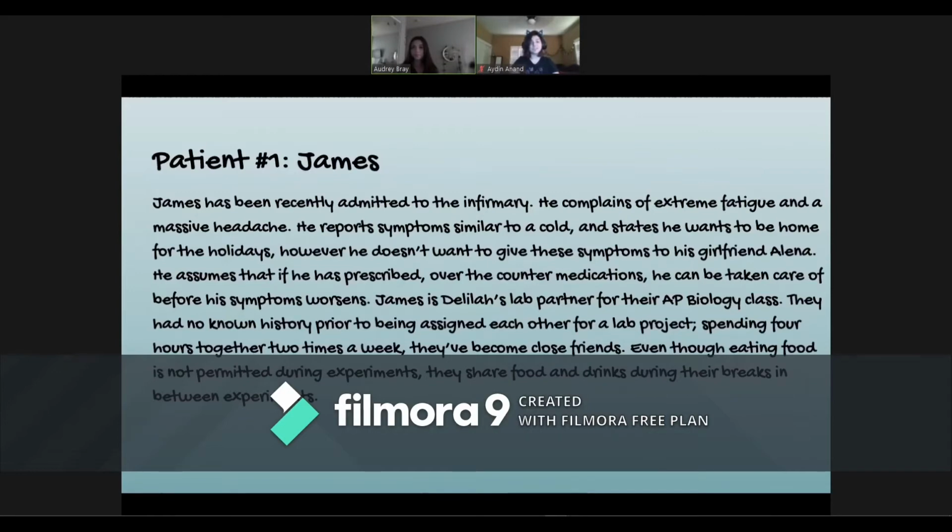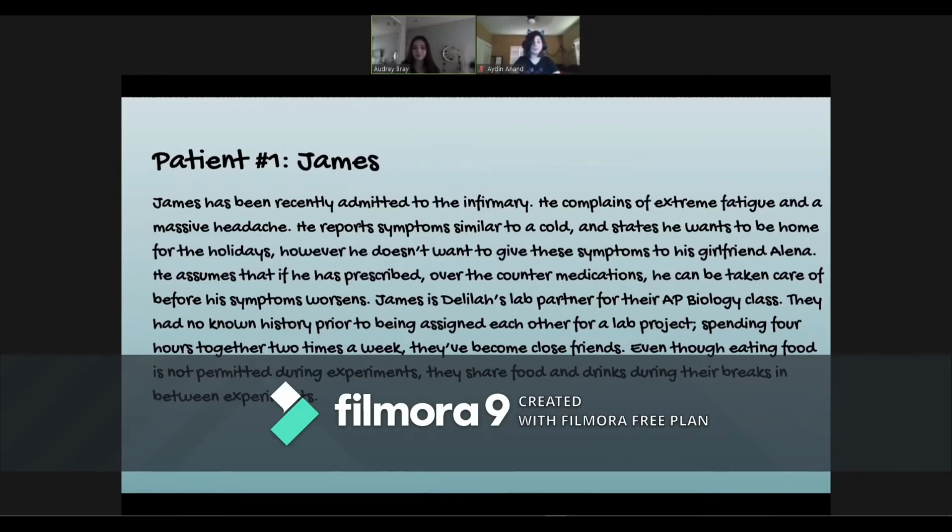Our first patient, James, had just recently been admitted to the infirmary. He told us that he was really fatigued and had a massive headache, with symptoms such as a cold. He wanted to be home for the holidays, but he doesn't want to give these symptoms to his girlfriend Elena. He thinks that if he got just over-the-counter medications, it could be taken care of before the symptoms actually get worse. And James is Delilah's lab partner for an AP biology class.